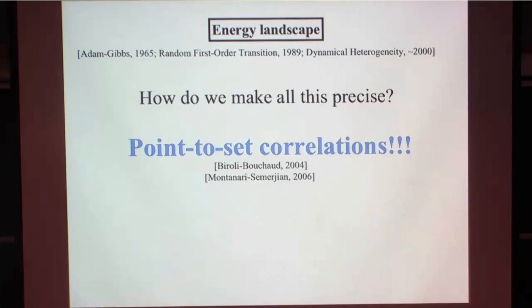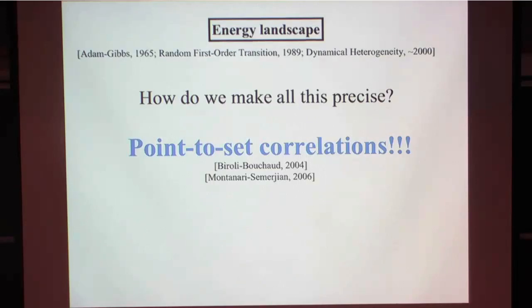The notion of point-to-set correlation, which is what I'm asked to talk about today, is the one to make this notion precise. This was introduced by Giulio Biroli and Bouchaud in 2004, and then Montanari and Semerjian made it more precise. Okay. The basic idea is that rather than look at the landscape as a whole system, you slice out a small chunk of the landscape and look at the behavior of these things.